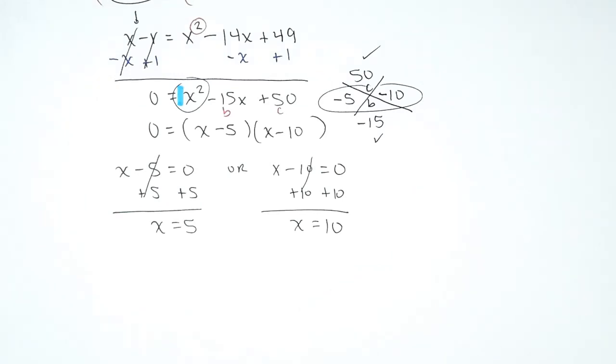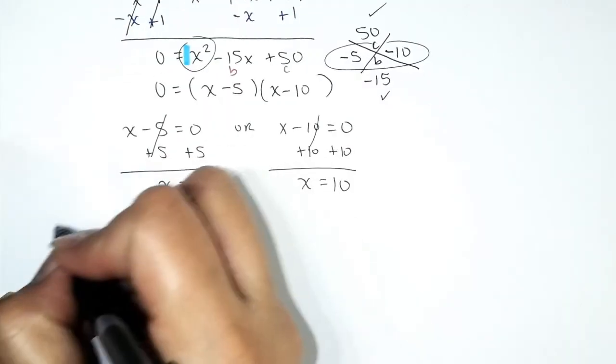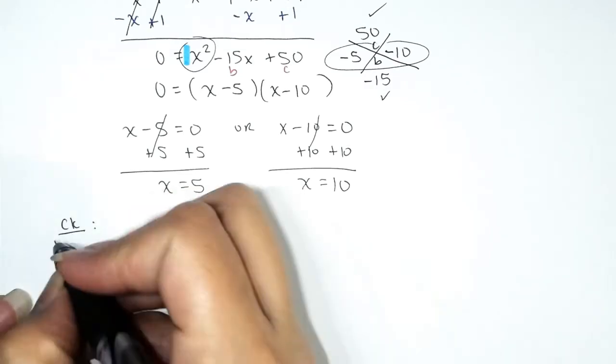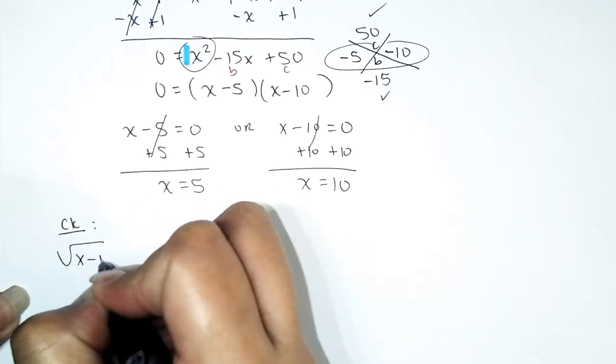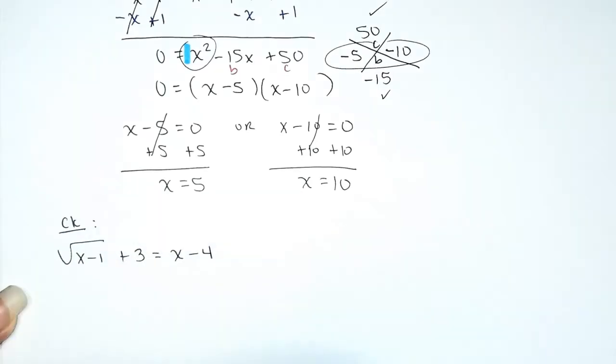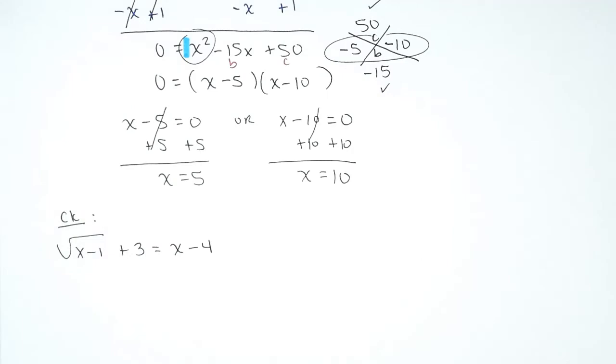So the proposed solutions are 5 and 10. But remember, our original equation is a radical equation, so checking is not optional. We have to check our answers to eliminate extraneous solutions. So let's check the first answer. I know you're awesome and you want to plug in the numbers right away, but I have a tendency to put the numbers in the wrong place, and since I love myself, I'm going to rewrite the original equation. So we have the square root of x minus 1, plus 3, is equal to x minus 4. You're just going to have to trust me that I copied it correctly.